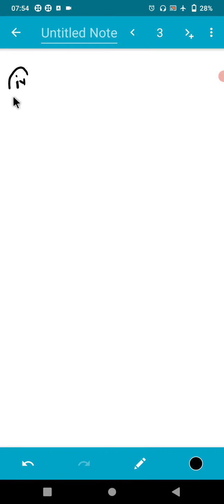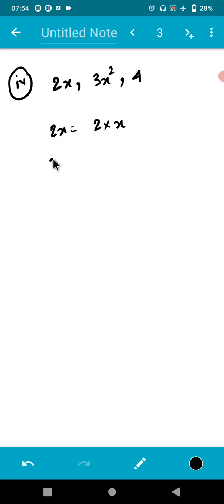Sum number 4. So what is there in sum number 4? We have 3 terms this time: 2x, 3x square, and 4. So first of all we'll write 2x as 2 into x, 3x square can be written as 3 into x, and 4 can be written as 2 into 2, isn't it?